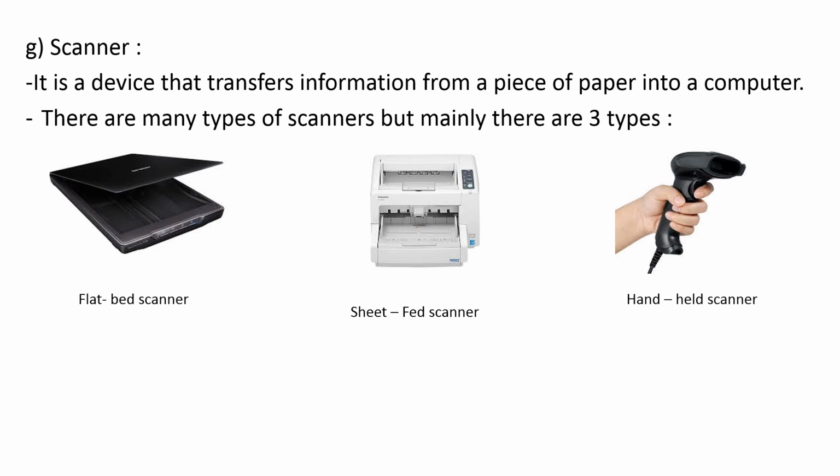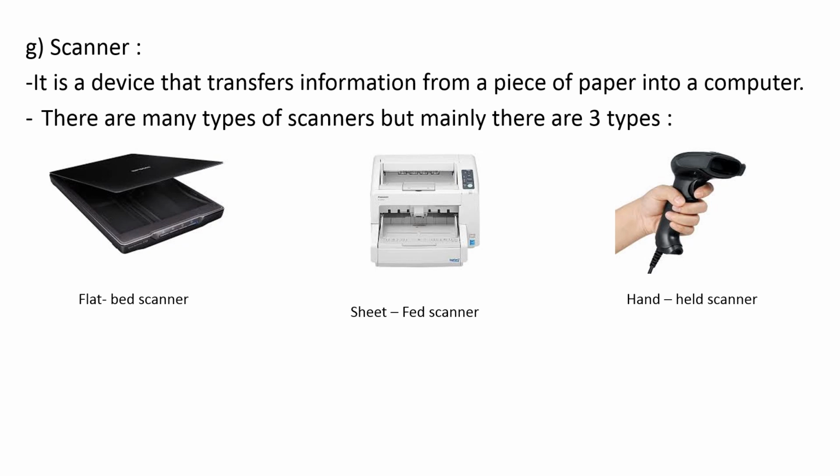Now, there are many types of scanners, but mainly there are three types. The first type of scanner is the flatbed scanner. The second type is the sheet-fed scanner, and the third type is the handheld scanner. There are various types of scanners, but these three are the main types.